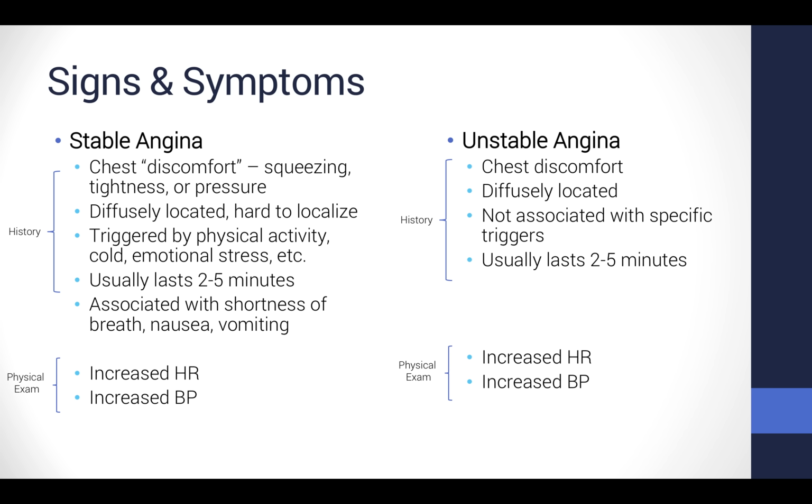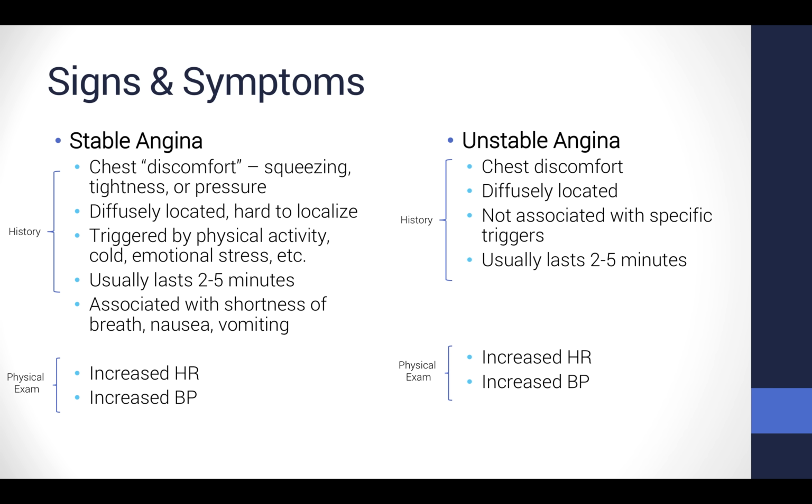So, signs and symptoms, starting off with stable angina. Things that we want to ask about in the history, specifically the history of present illness. Chest discomfort. Usually patients describe it not as much of a sharp stabbing pain, but as a squeezing or a tightness or a pressure. They usually have a difficult time locating it. They just say, oh, it's in the chest, but can't really point to a specific location. And again, it's stable angina, so it's triggered by physical activity, cold, emotional stress.